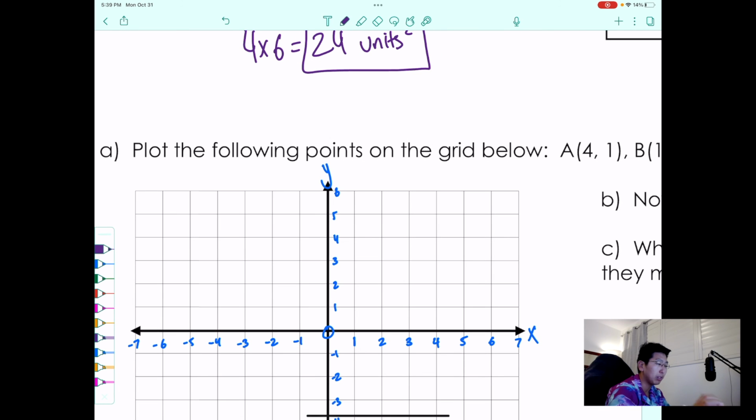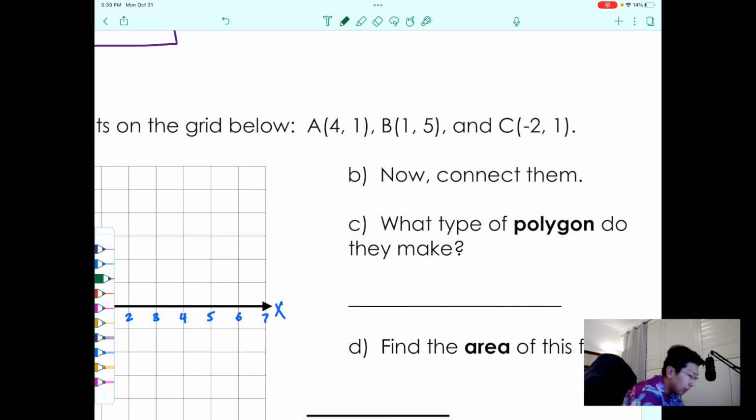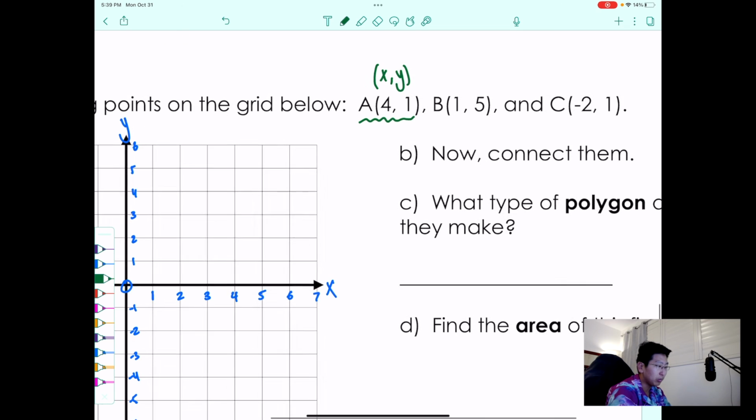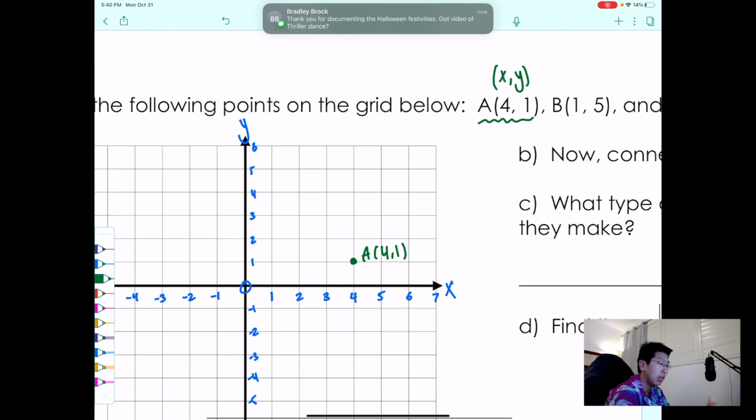So now we're going to plot the following points on the grid below. Great, we already scaled because we did a little bit of magic. Point A is at 4, 1. Remember our x, y values, right? X always comes first. Sing the song. X comes first. 4 on the x-axis, which is here, left and right. So 4, 1. A. 4, 1. Ta-da! Done.